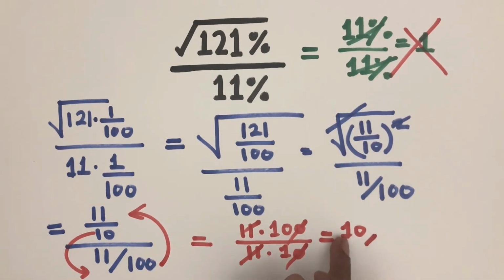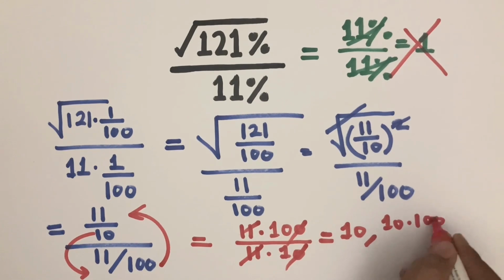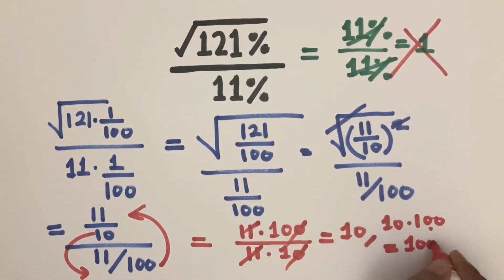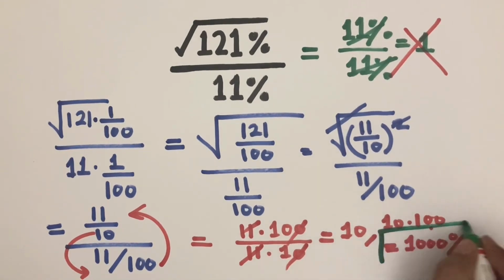So to convert into percentage, we have to multiply by 100. So 100 multiplied by 10 is equal to 1000%. So this is the correct answer.